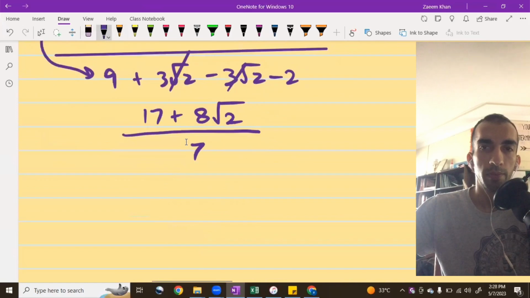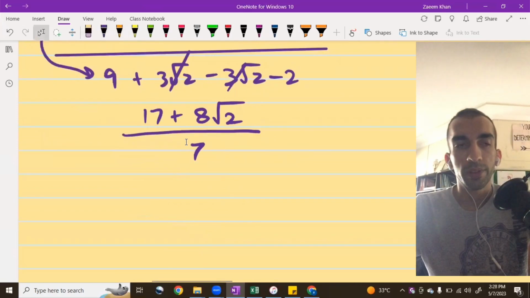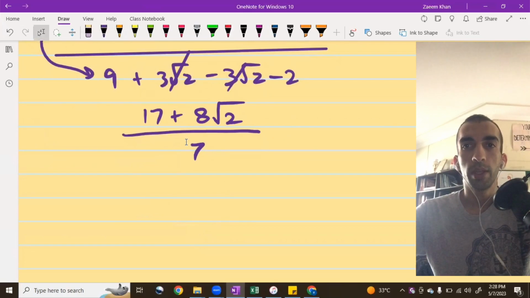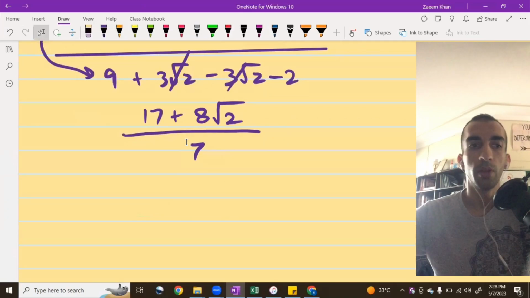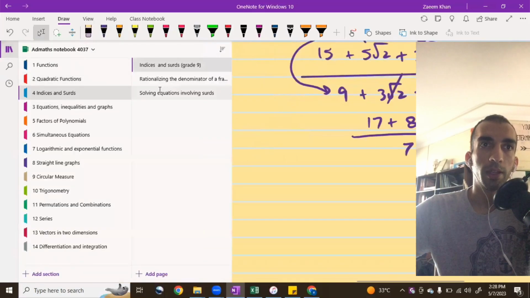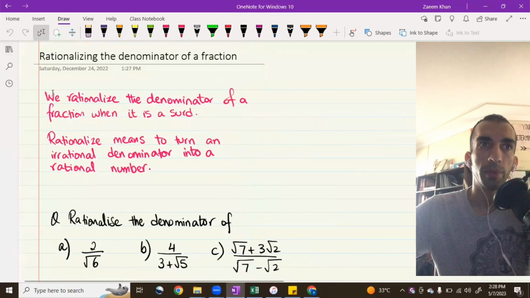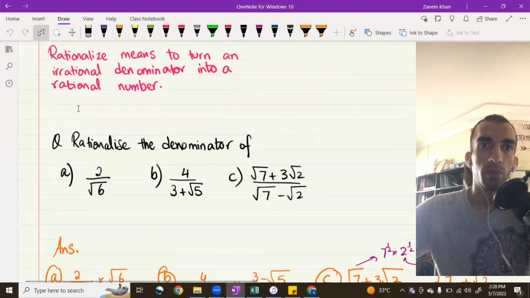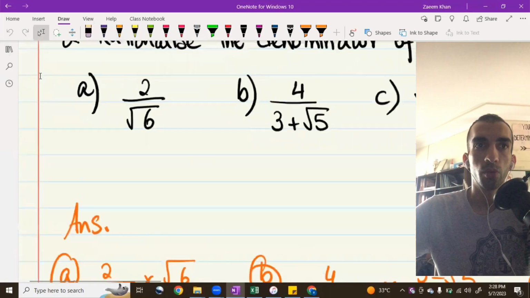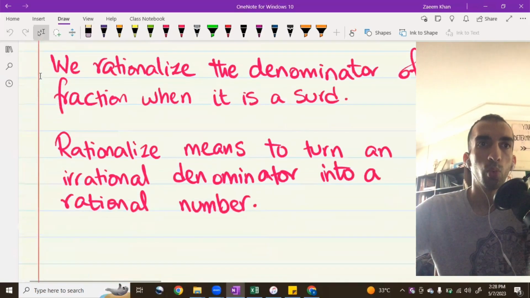Okay. Is that making sense? Yeah. So you've essentially removed the square root sign or the radical sign from the denominator, and that's called rationalizing the denominator. That marks the end of the chapter. I have a few more questions over here. I'll just quickly walk through them with you.